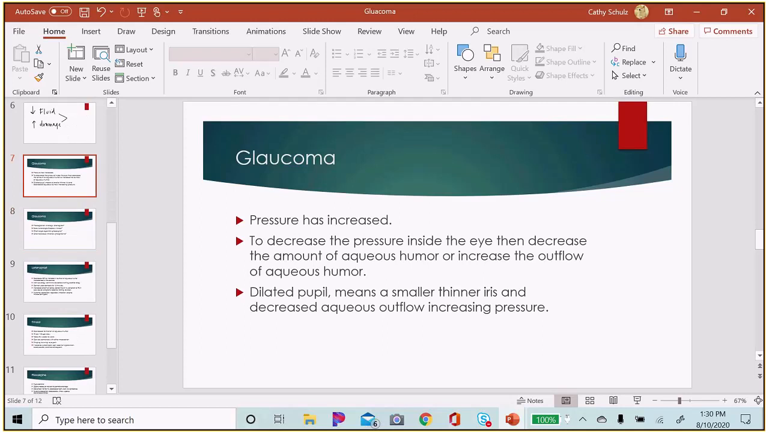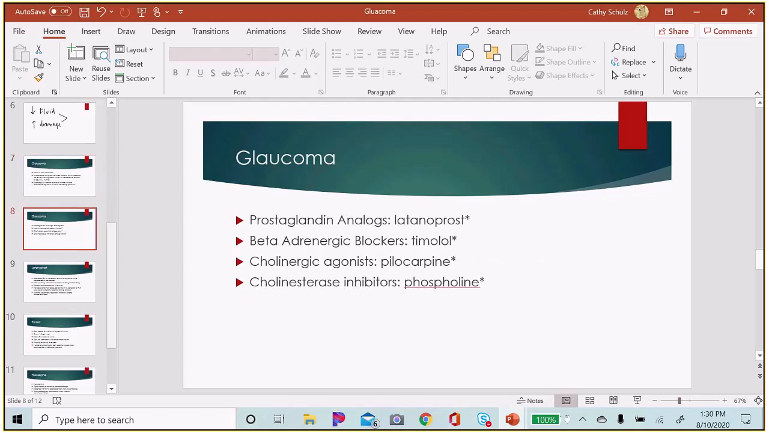And that's just the same information about what glaucoma is. The first two medications are the ones that people are more commonly prescribed. The last two, however, still could be prescribed, and they are on the ATI. Prostaglandin analogs, which is Latanoprost, beta-adrenergic blockers, which is Timolol, cholinergic agonists, Pilocarpine, and cholinesterase inhibitors, Phospholine.